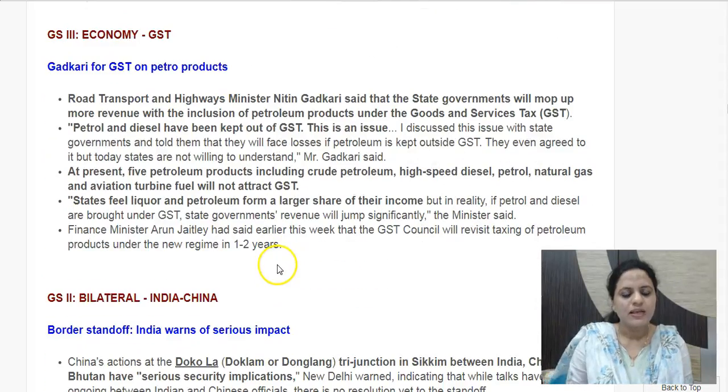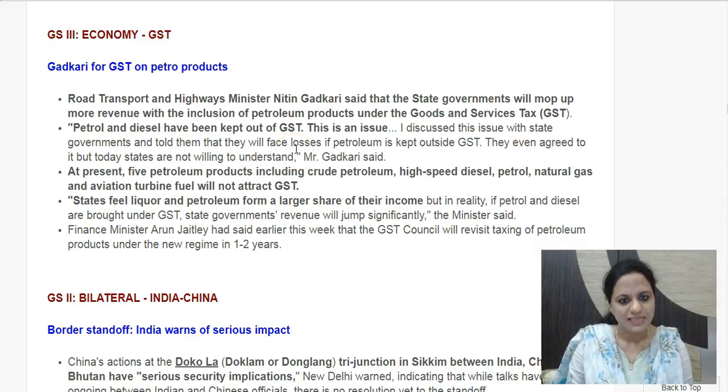Then next is Gadkari for GST on petro products. This is regarding the Minister for Road Transport and Highways, Nitin Gadkari, who has said that state governments should allow bringing petroleum products also under GST. So all petroleum products are not under GST. Petrol, diesel are outside the purview of GST. But kerosene has been brought under GST, you should know that. So here the point which has been made is that petroleum products, the taxes which are imposed on them are quite high, and states are getting those taxes. So they don't want to bring this within the GST network.